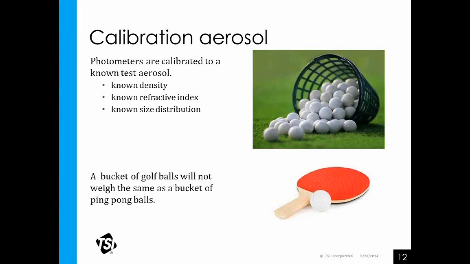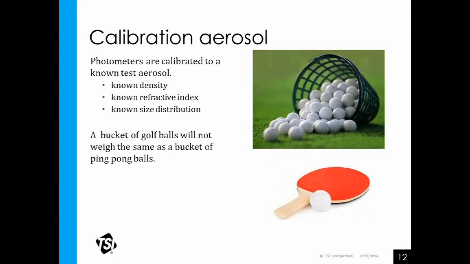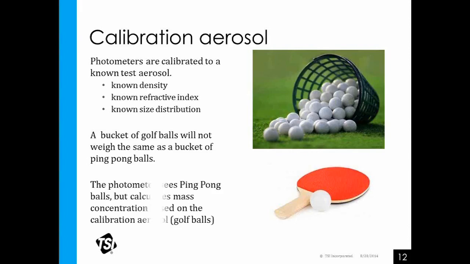Now, if all of a sudden we spill a bucket of ping pong balls, now there's an aerosol of a different density. Ping pong balls are lighter, a little different shape, a little different size. They obviously don't weigh as much. So if the instrument doesn't know they are not golf balls, it's going to send the same signal thinking it's golf balls. That's where these instruments can vary a little bit.